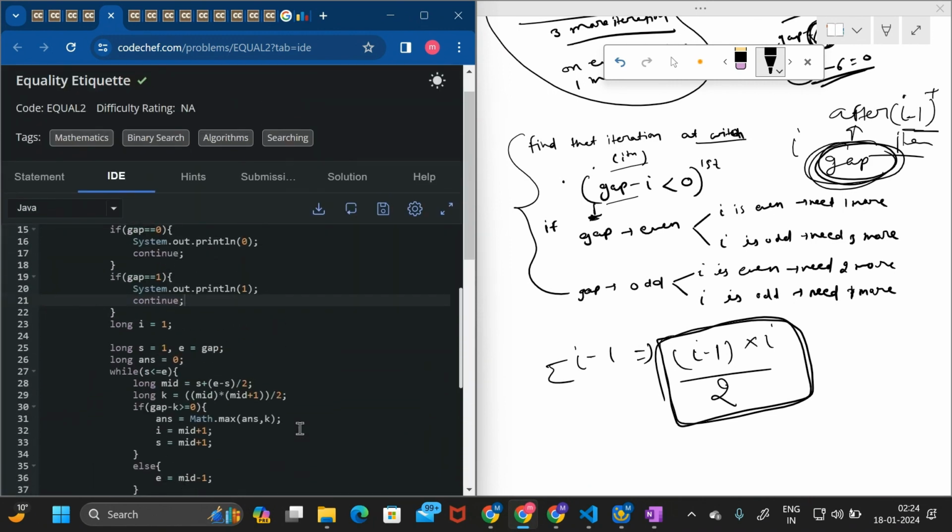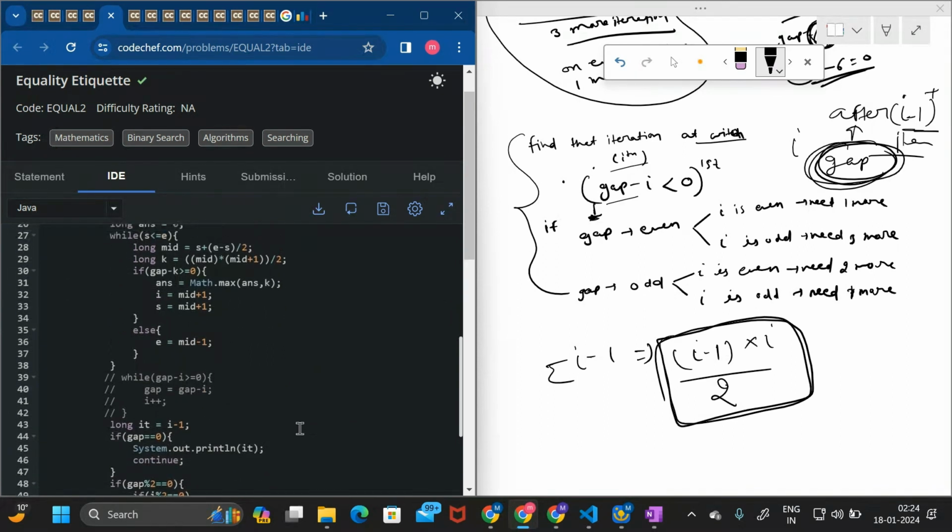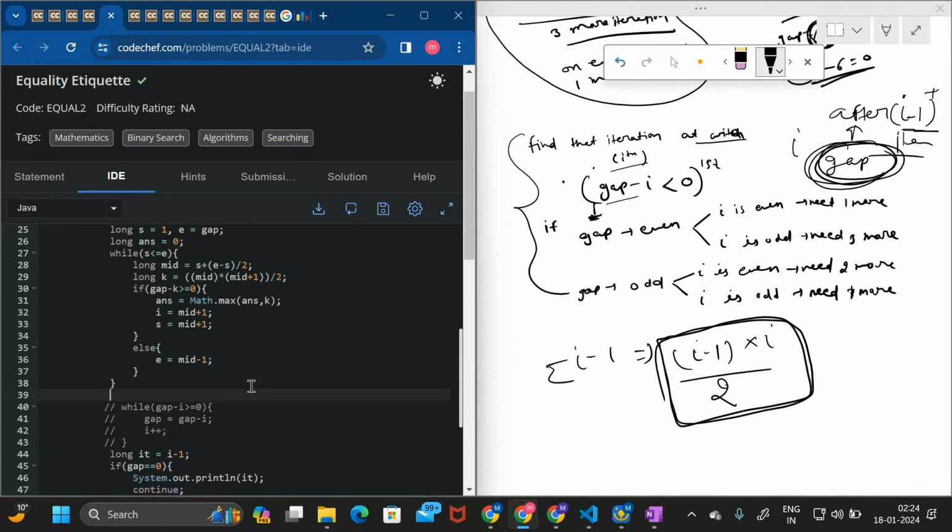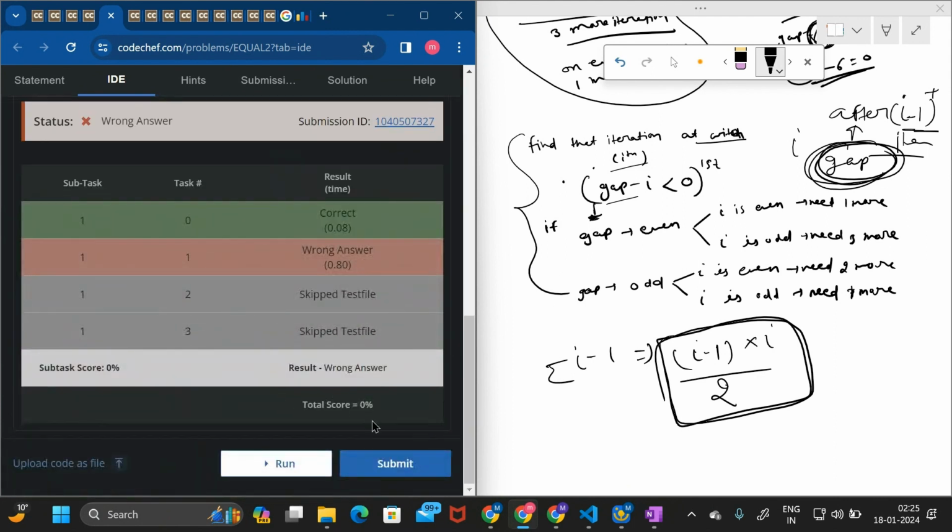It shows wrong answer. Okay, so here we have to change our gap. Okay, so we take initial gap here, but we have to take gap minus the gap after the I minus 1th iteration. Okay, so now let's submit this code.